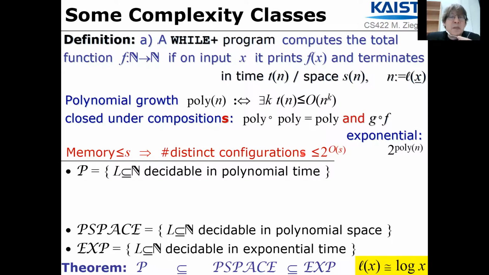So this means if any configuration repeats once, then it will repeat infinitely often, and therefore the program will fail to terminate. Let me say it again, it's important. If during the computation of a while plus program some configuration gets repeated once, then it will get repeated infinitely often, and therefore the while plus program will fail to terminate, and thus is not a polynomial space algorithm, because a polynomial space algorithm must in particular decide and therefore terminate.